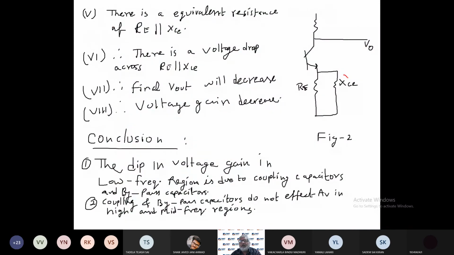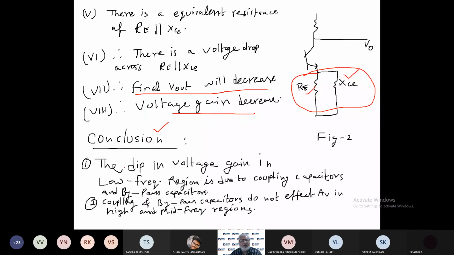So you can see here XCE and RE, two resistors, it looks like they are in parallel. So there will be some overall resistance, and if resistance is there, then there will be some drop. So voltage will drop and finally V out will decrease. So voltage gain will decrease.